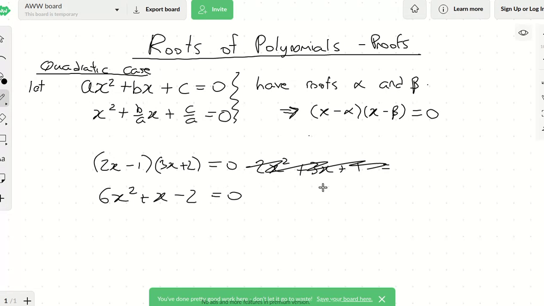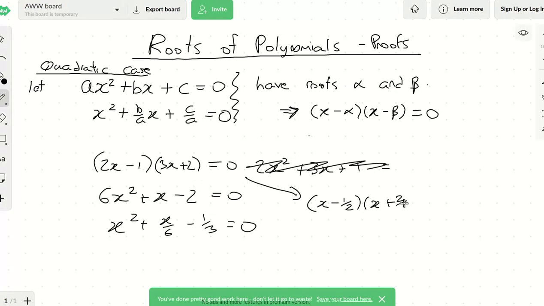Well, what we could have done with both of those equations is divided them both by 6. What happens to this one if I divide it by 6? I get x squared plus x over 6 minus a third. So far, so good. What happens to this one if I divide it by 6? Well, I could divide this bit by 2, giving me x minus a half, and this bit by 3, giving me x plus 2/3. You still have exactly the same roots. It doesn't change the value of the roots. And 0 divided by 6 in both cases is still 0. And by the way, that factorizes to give that.